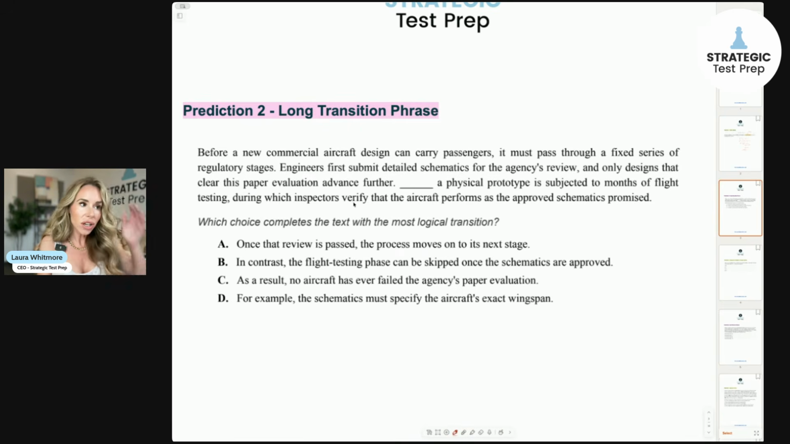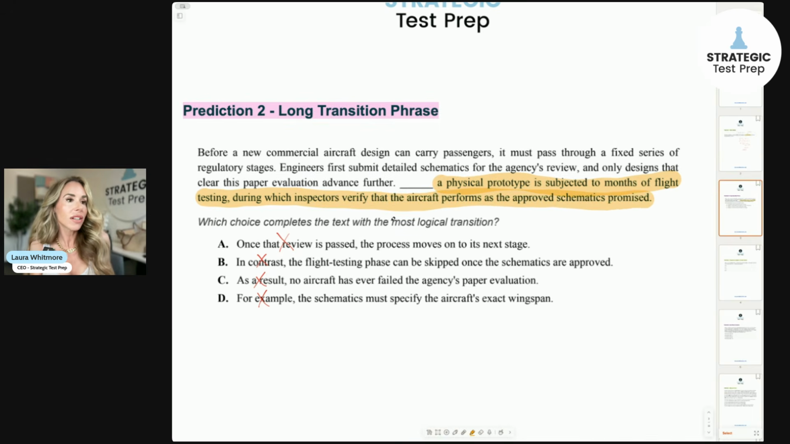So the first thing I want you guys to understand with these is you're going to ignore the transition word completely, and what you're going to do is read the sentence after the blank, because that is the context that we need to tie the unique phrase into. So when it says a physical prototype is subjected to months of flight testing, during which inspectors verified that the aircraft performs as the approved schematics promised, that sounds like a sentence that's talking about what they're doing next. They're starting to do flight testing.